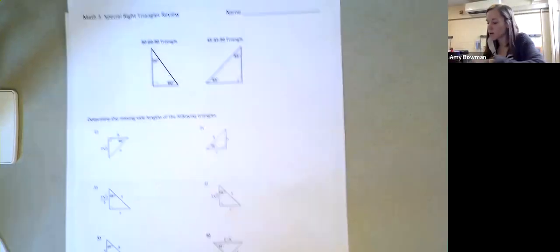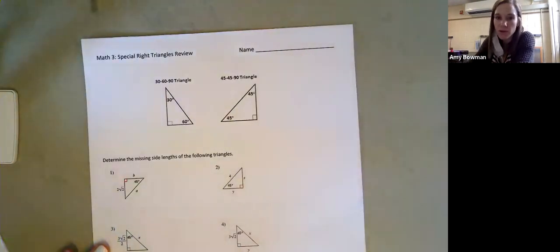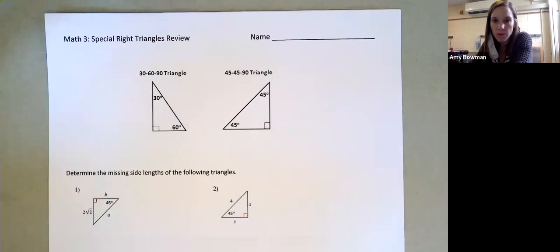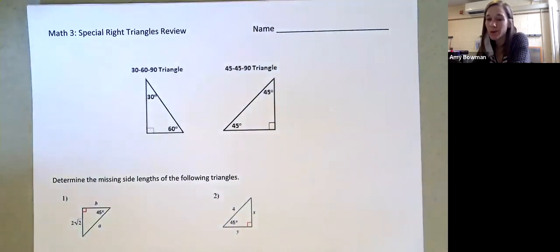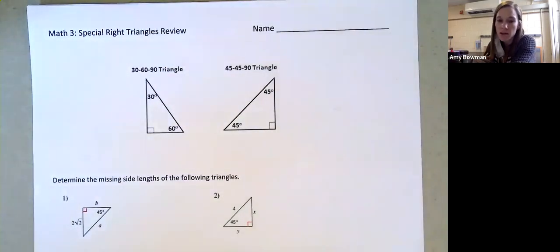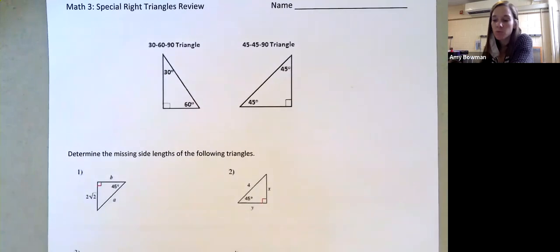All right, so another quick mini lesson. This is actually more of a review because you guys have seen special right triangles. We are going to be relying on our knowledge of special right triangles, so we're going to review it really quick. I'm going to do a couple of examples and then ask you guys to finish this worksheet together in class and then turn it in before you leave.